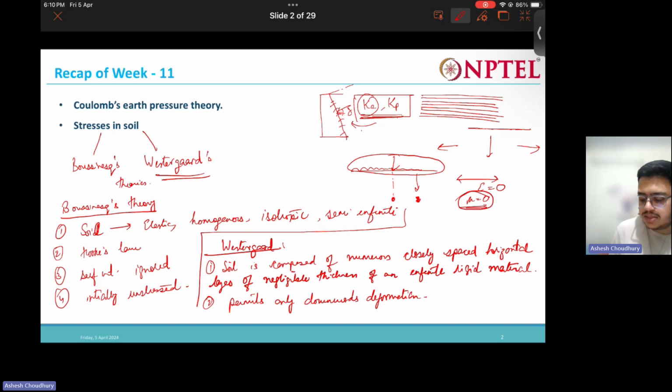It considers that in the lateral direction there is no strain, and it permits deformation only in the vertical direction. So laterally you are considering that there won't be any strain or deformation. Only in the vertical direction there will be some deformation.